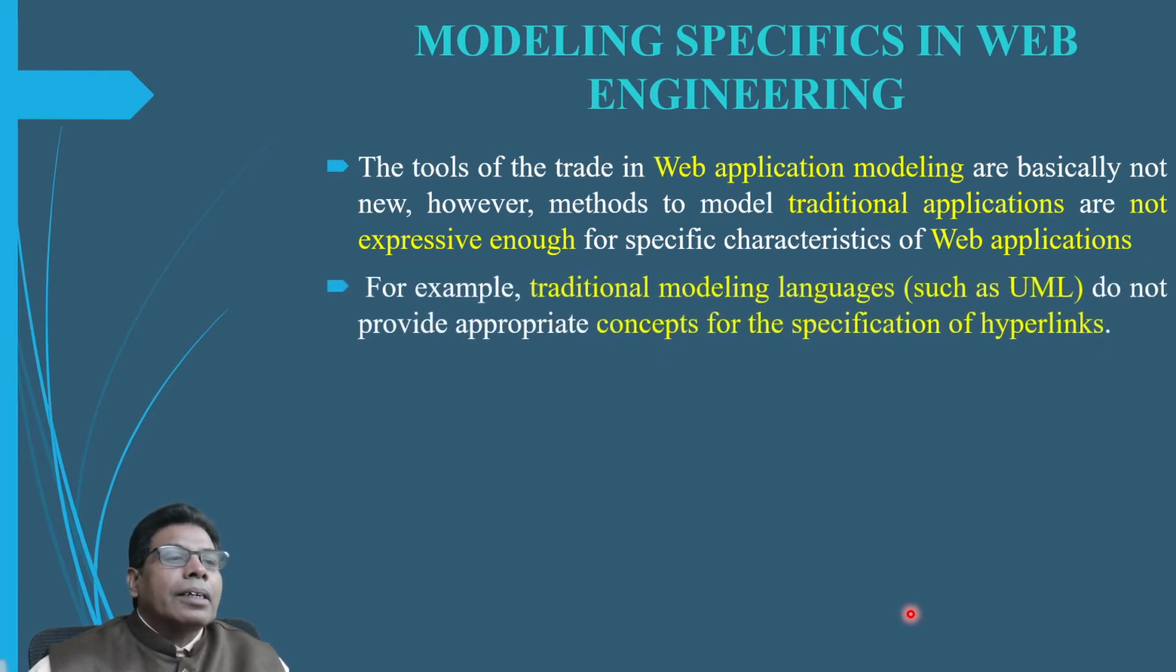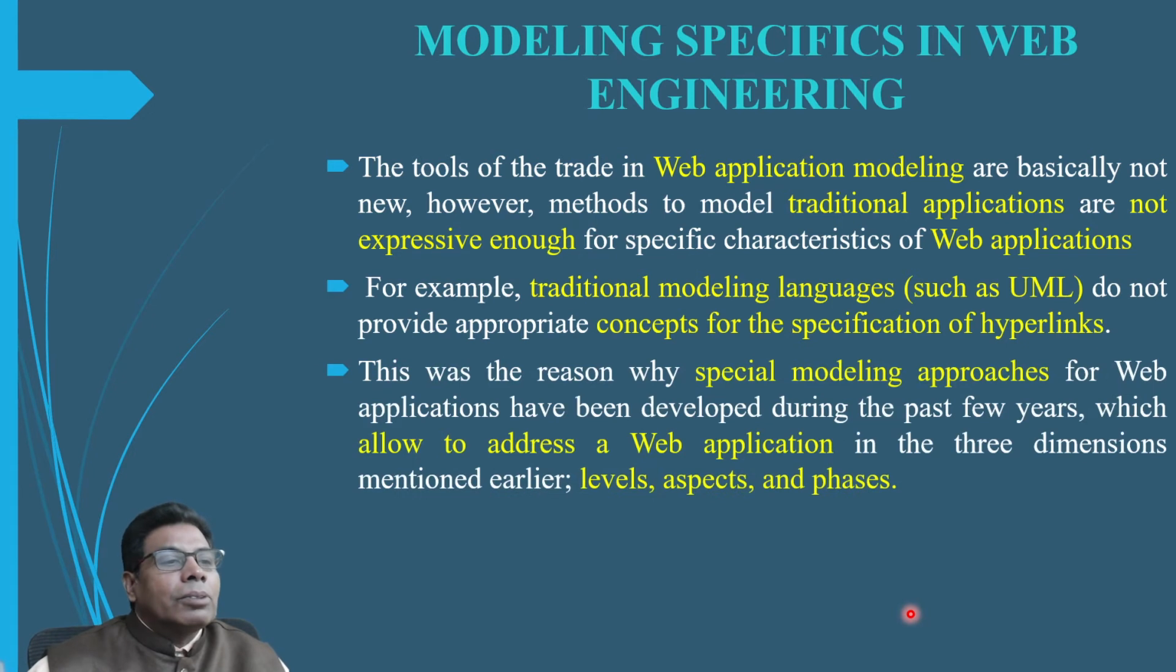For example, a traditional modeling language, so we will discuss about the Unified Modeling Language, UML. So it does not provide appropriate concept for the specification of hyperlinks, and in web application we have many hyperlinks. Then this was the reason why special modeling approach for web applications have been developed during the past few years, which allows to address web application in the 3 dimensions which we have mentioned earlier: levels, aspects and phases. So again we'll have the 3 dimensions. Let us see this.